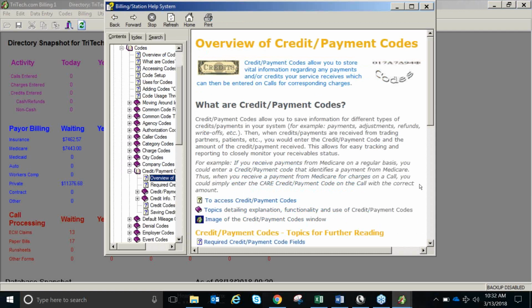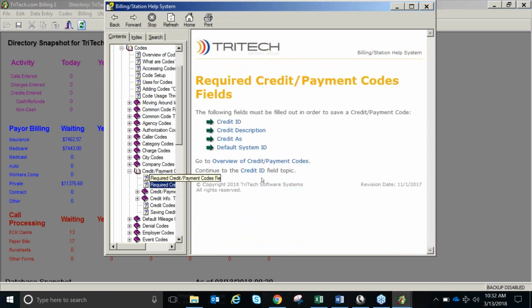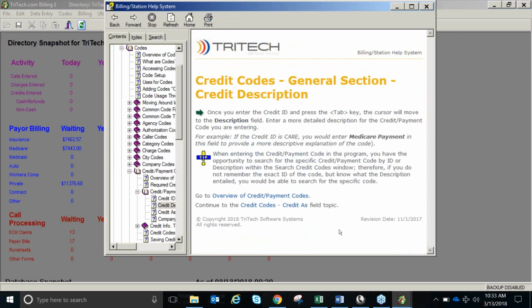So again, credit codes can be monetary and non-monetary, and they're different ways to introduce dollar amounts into the program. So we have payments, adjustments, refunds, write-offs, those types of codes. We also have some information on requirements. So we have to have a credit ID, a description, the credit as, and the default system ID. And we're going to go deeper into those topics in just a moment. One thing to know is when you are using our help system, if you click on any of these descriptions, it gives you a much broader explanation of that area.